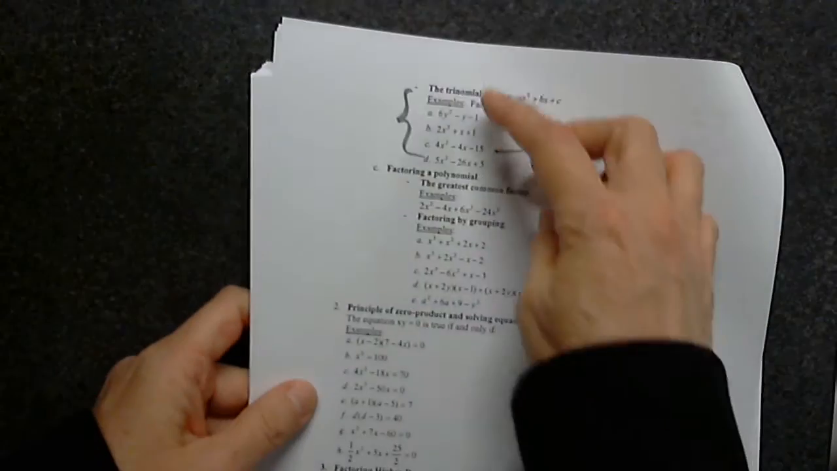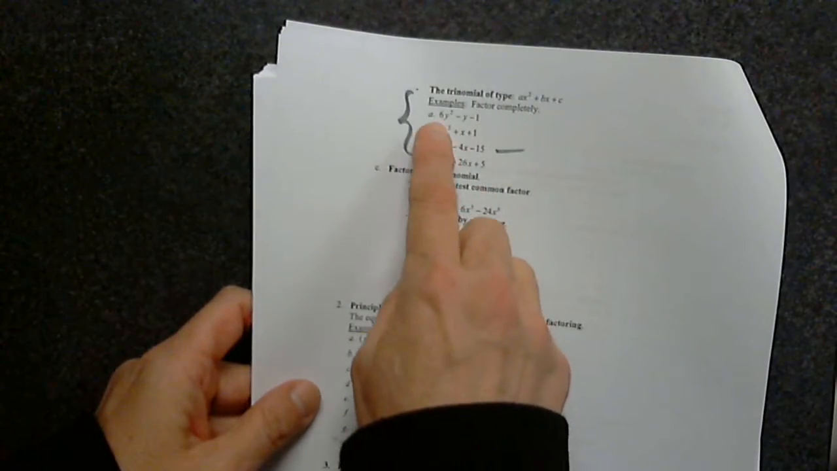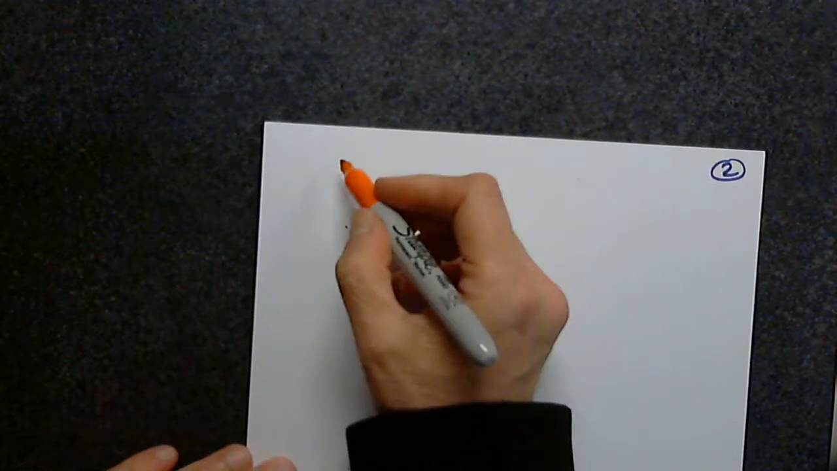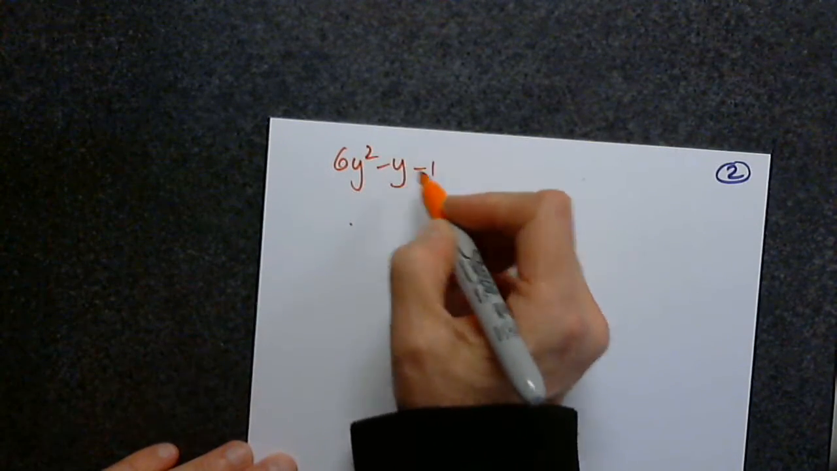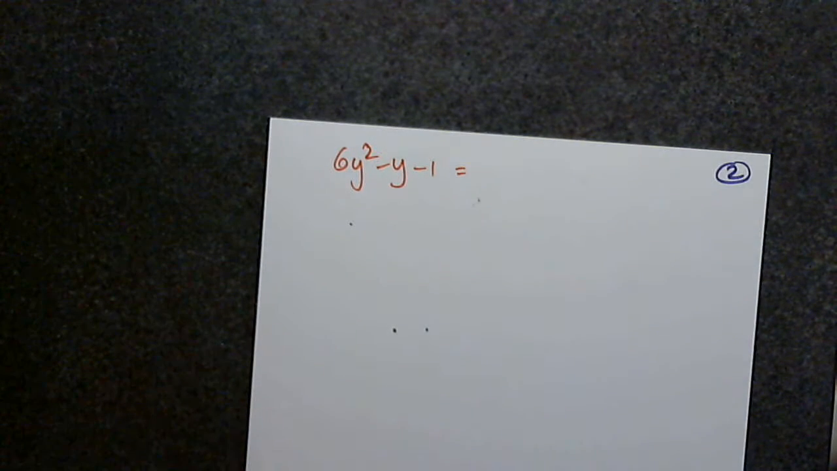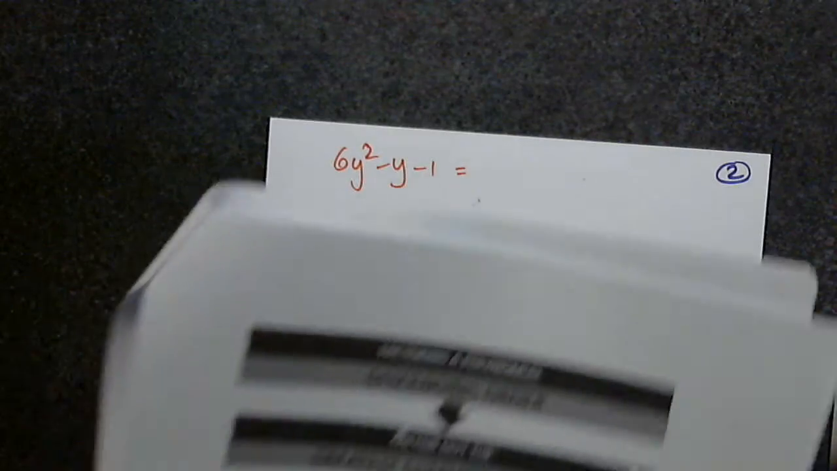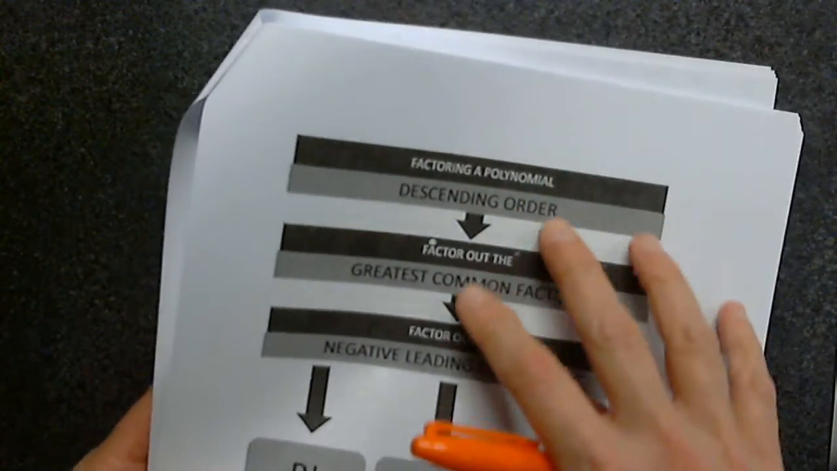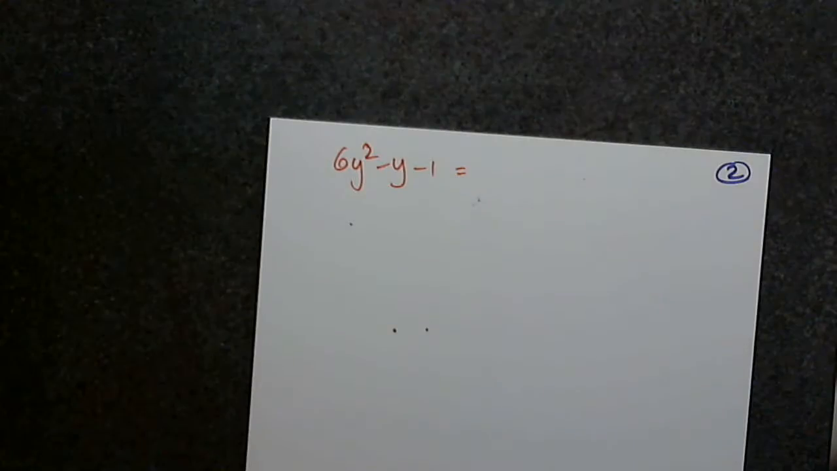This one at the top. And let's say I'm going to pick the first one for now. So 6y squared minus y minus 1. So again, I have to go through the strategy, all the steps. I cannot skip anything. So it's a trinomial. Is it in descending order? The answer is yes. Greatest common factor? No. Negative leading coefficient? No.